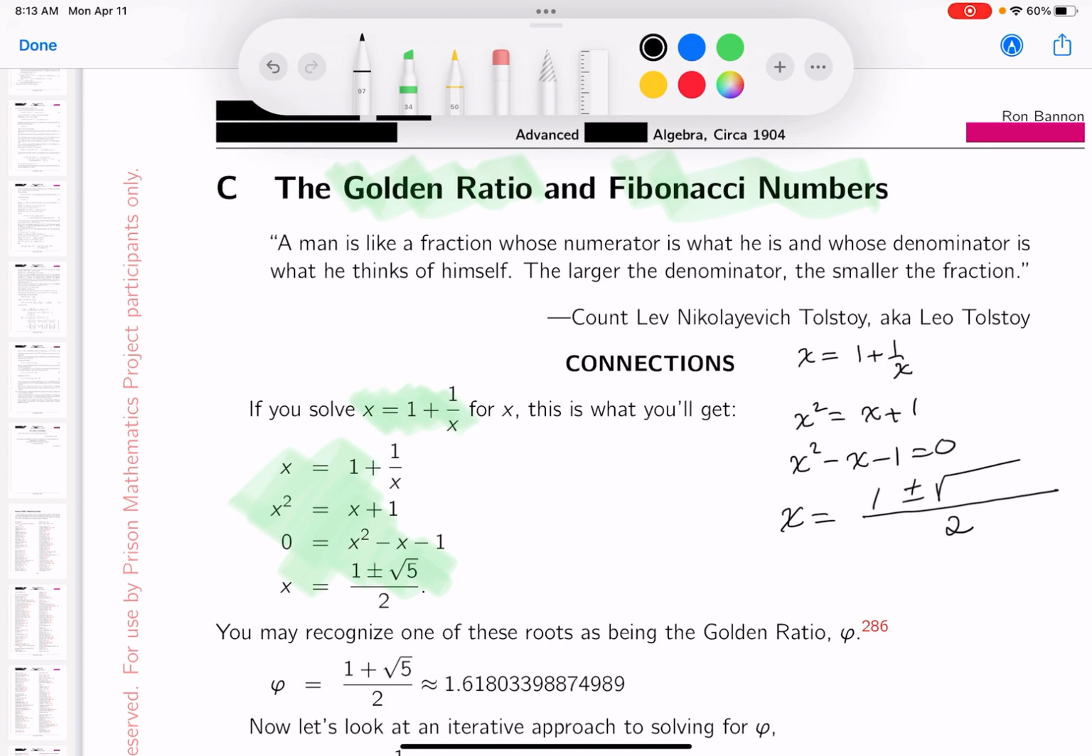or minus the root of the coefficient on the linear term squared, which would be minus 1 times minus 1, which is 1, minus 4 times the coefficient of the square term, which is 1, times the constant term, which is minus 1. So it's going to be minus a minus 4, which is plus 4. So we have here x equals 1 plus or minus the root of 5, over 2. And there's two separate roots there.